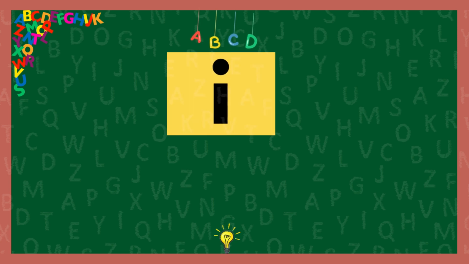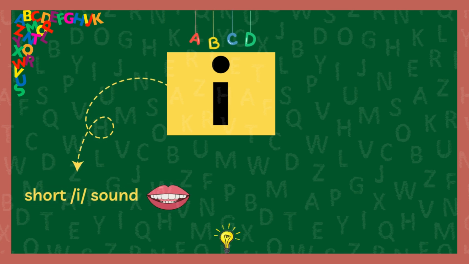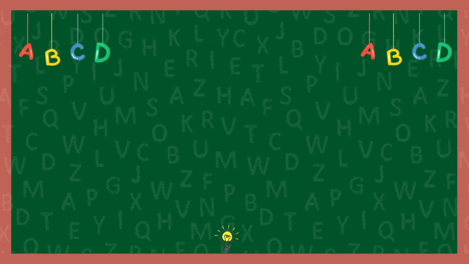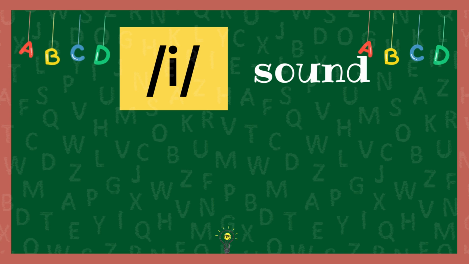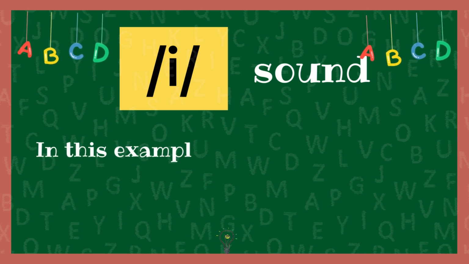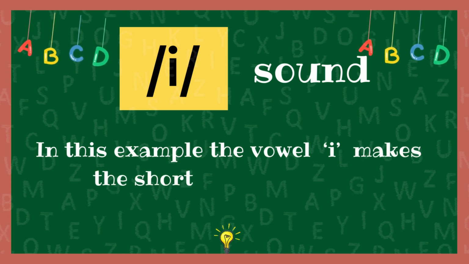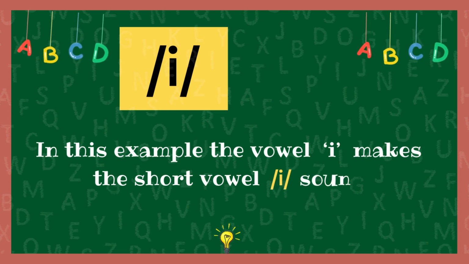The vowel I makes the short E sound and long I sound. Now look at the short E sound. In these examples, the vowel I makes the short vowel E sound.